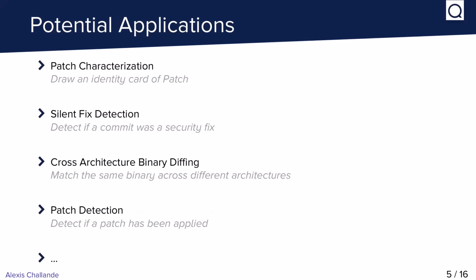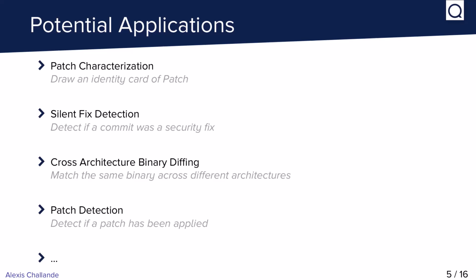So this kind of dataset is used for many applications. We list a few of them on this slide. For example, you could do some patch characterization, meaning can you identify if a patch is a security one or not, just by looking at the change made on the source code. You could also try to understand if a fix is a silent fix for a vulnerability that has not been publicized by the authors of a project, to hide that they were vulnerable to something. You could also use it for cross-architecture binary diffing, for example, or even application from source to binary and so on. Or you could do patch detection, as I mentioned in my previous slides.